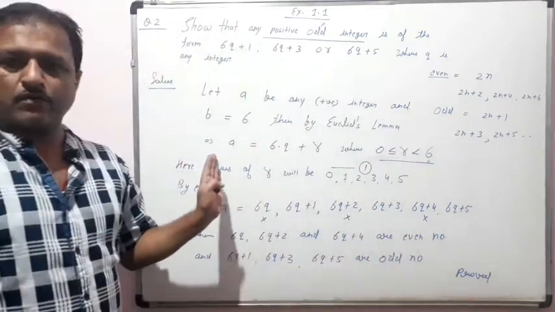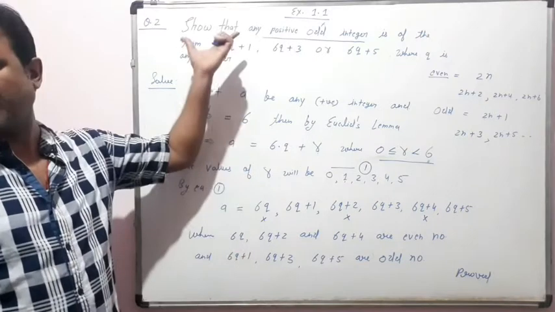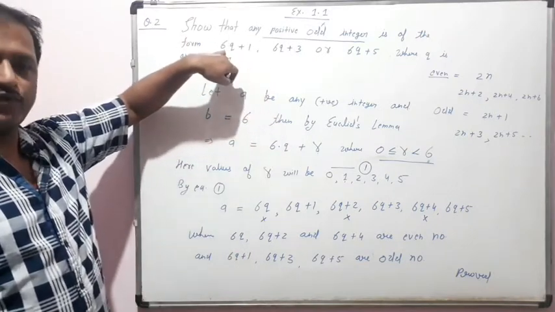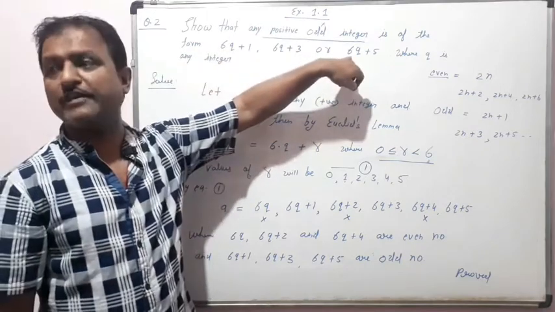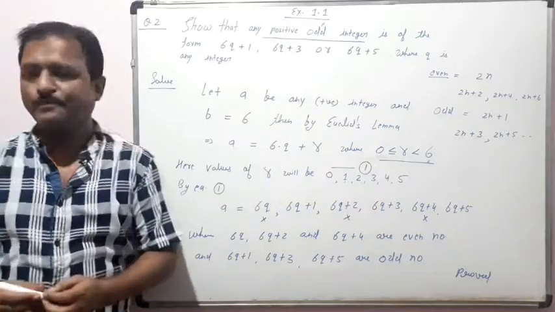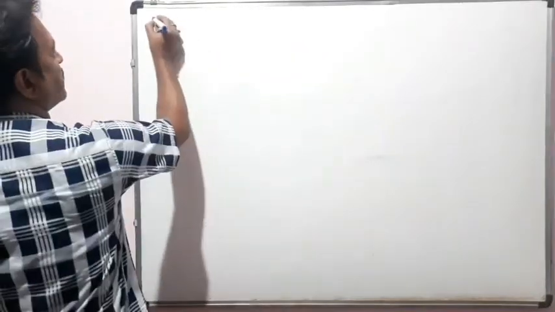So clear how to do this type of question? The value of b we get from where? From these values which are given in the question. Okay. Note it down. Okay, question number 3.